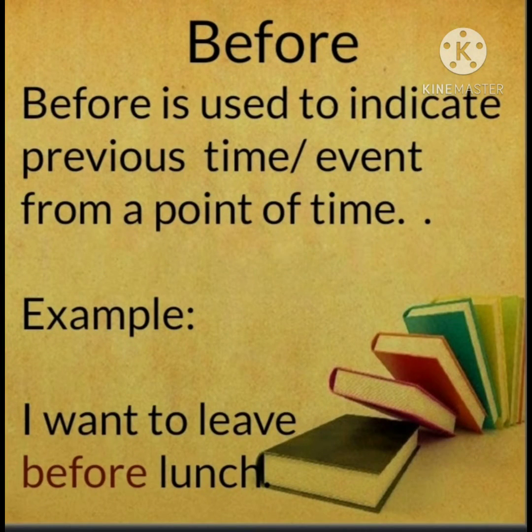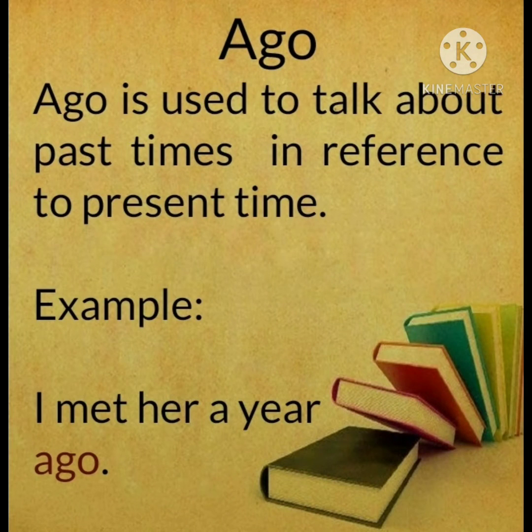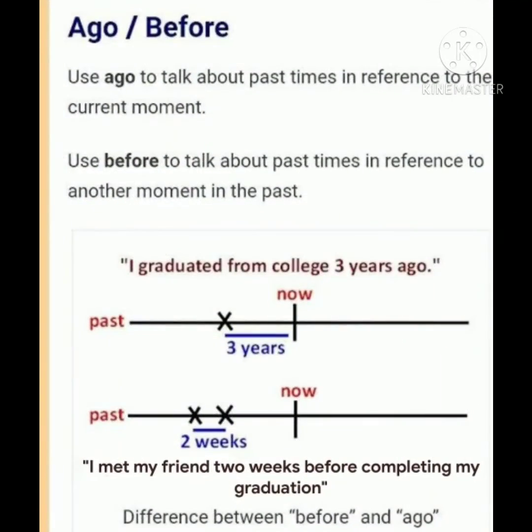Preposition before is used to talk about previous event or time period. In other words, we can say that the preposition before tells about the event or time period that takes place earlier. For example, I want to leave before lunch. That means without taking lunch or before the lunch time. We use the preposition ago to talk about past times in reference to present time. For example, I met her a year ago. That means I met her last year only.